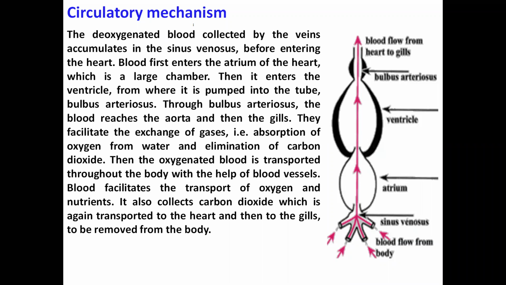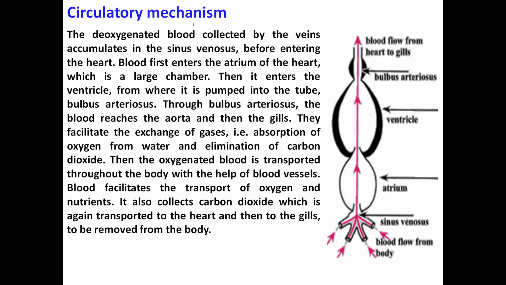The oxygen dissolved in the water diffuses through the gill surface and enters the blood, along the concentration gradient from higher concentration to lower concentration. And in the deoxygenated blood, the concentration of carbon dioxide is higher compared to the water, so the carbon dioxide diffuses out from the gills to the surrounding water. So when the oxygen dissolved in the surrounding water enters through the gill into the blood, this blood becomes oxygenated.